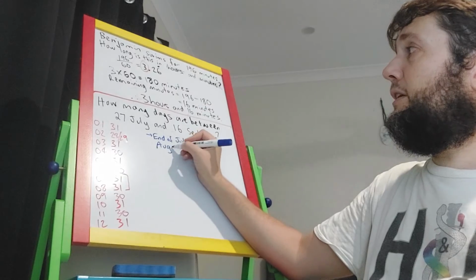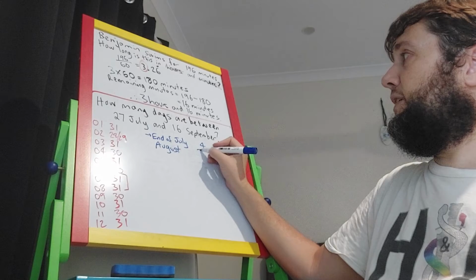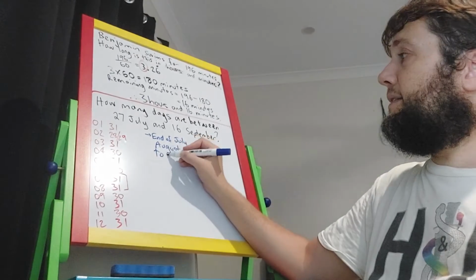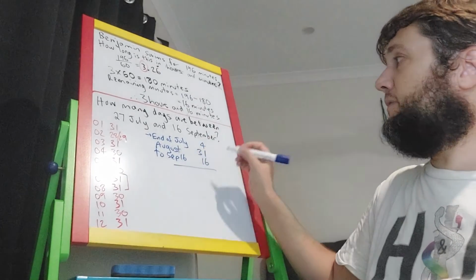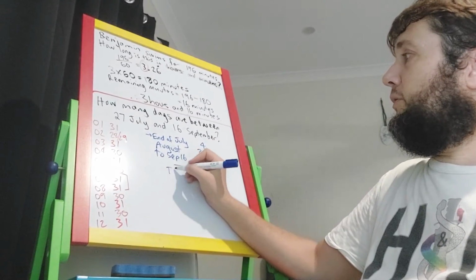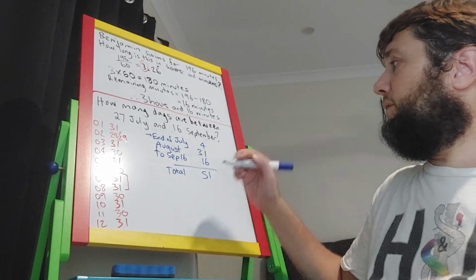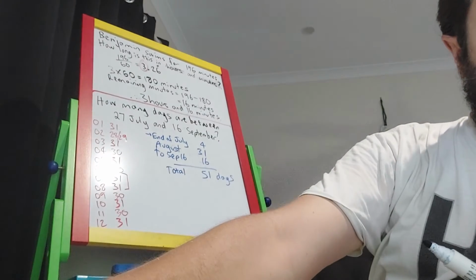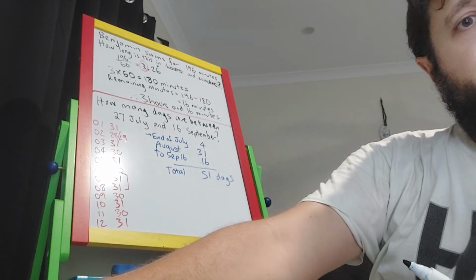Then we need the entirety of August, because we're going from July through to September. August also has 31 days. It's pure 31. And then in September, to get to the 16th, we have 16 days in. So the total there, how many days have we got? 51. So in theory, there are 51 days between those two times.